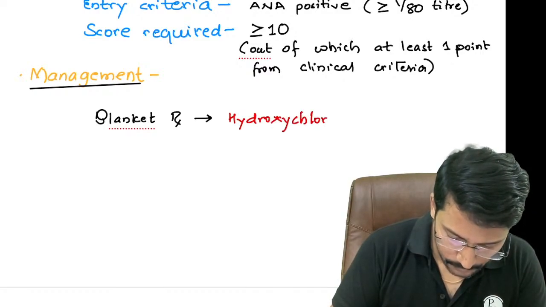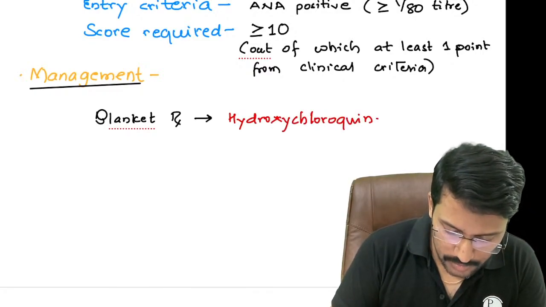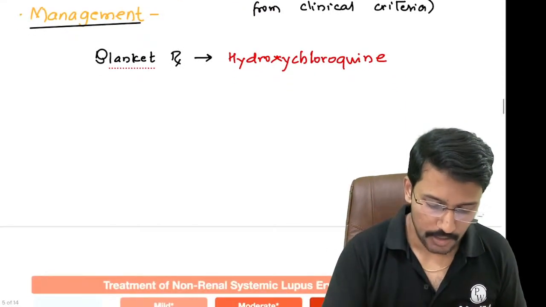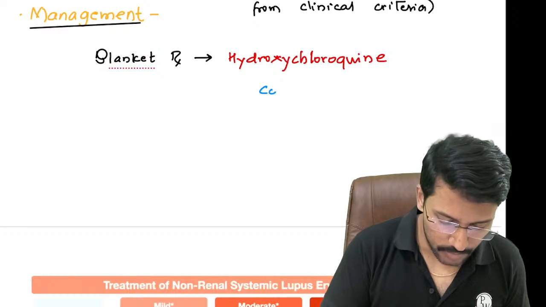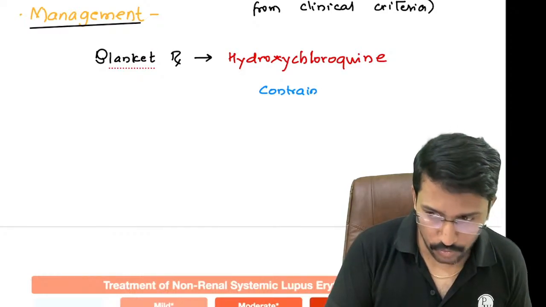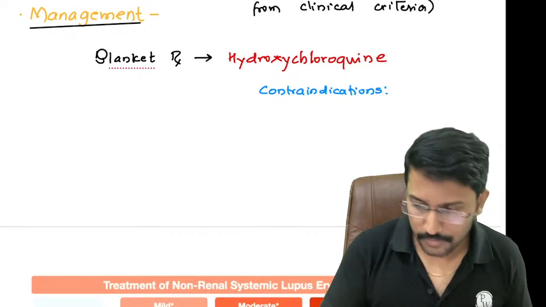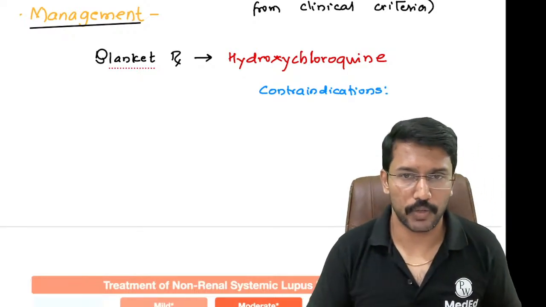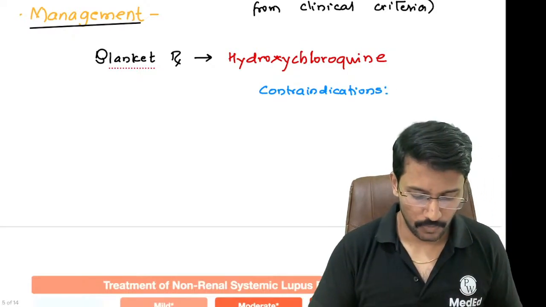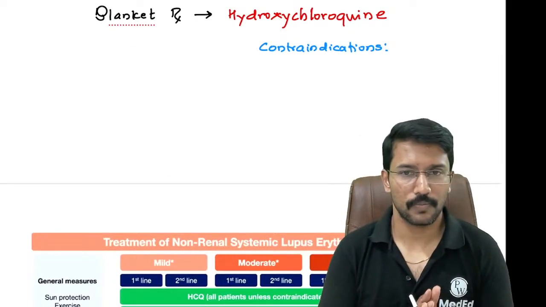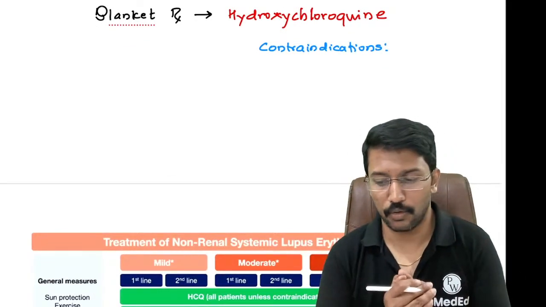Hydroxychloroquine. So all patients with SLE should receive hydroxychloroquine until and unless there is a contraindication. And when I say until and unless a contraindication, that also means that we should know the contraindications, right? So what are the contraindications for the use of hydroxychloroquine? There are two major contraindications. One you study from ophthalmology and one from medicine, mainly cardiology.